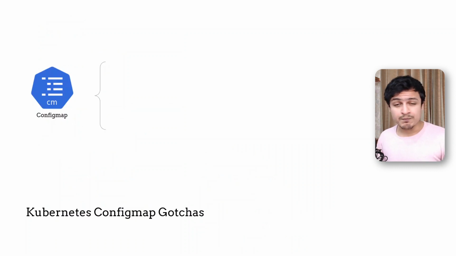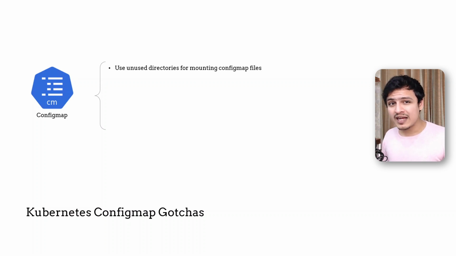While ConfigMaps are amazing, there are a couple of things you need to remember before you start using them. First, when you mount a ConfigMap as a volume at some path, all previous files in that directory will be deleted. So always make sure you mount ConfigMaps in unused directories.